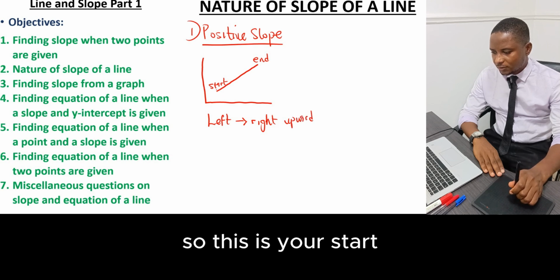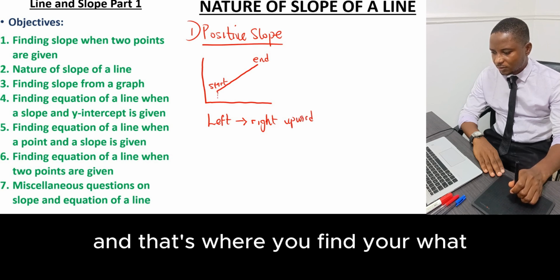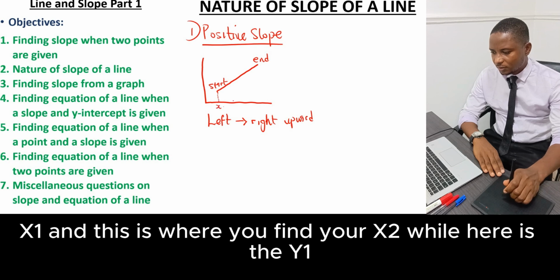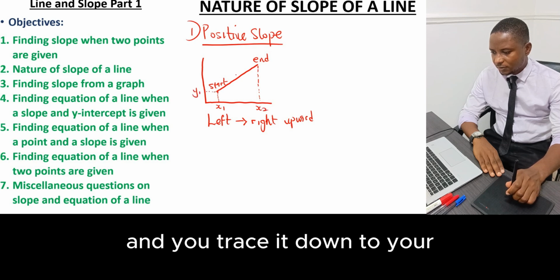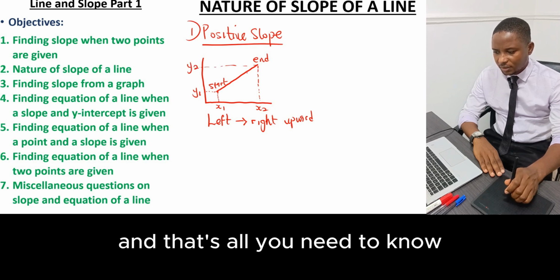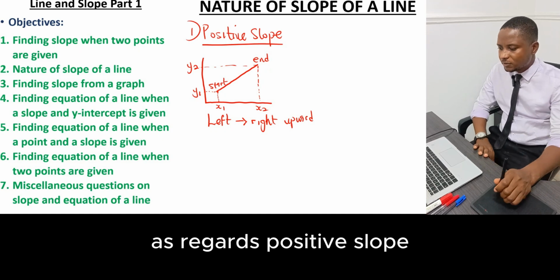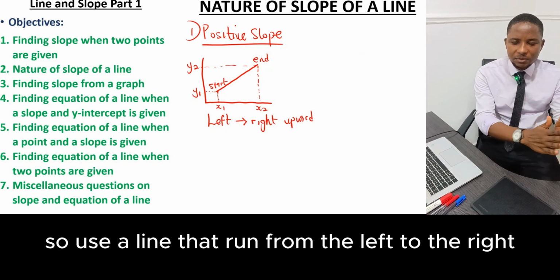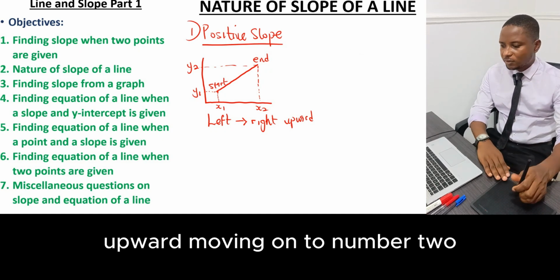So this is your start, and that's where you find your x1. And this is where you find your x2, while here is your y1, and you trace it out to your y-axis. Up here, that's your y2. And that's all you need to know as regards positive slope. So it's a line that runs from the left to the right upward.